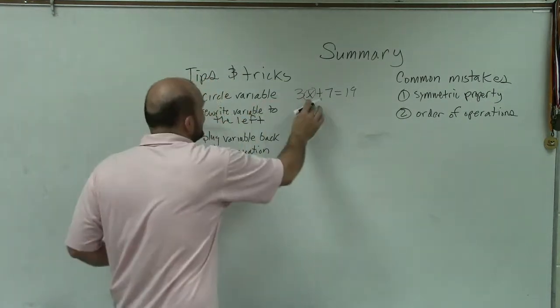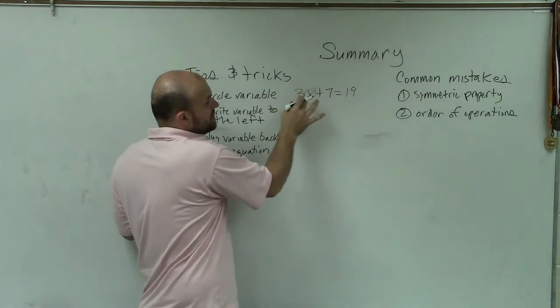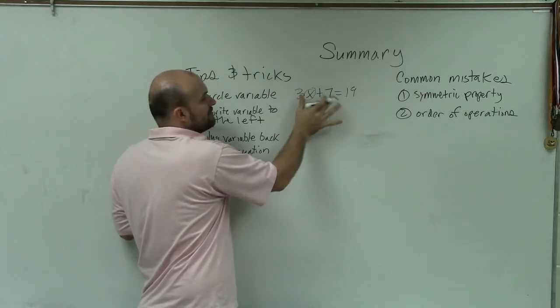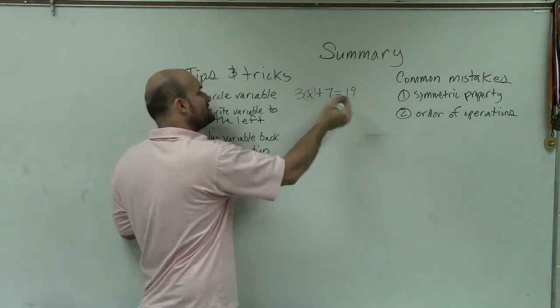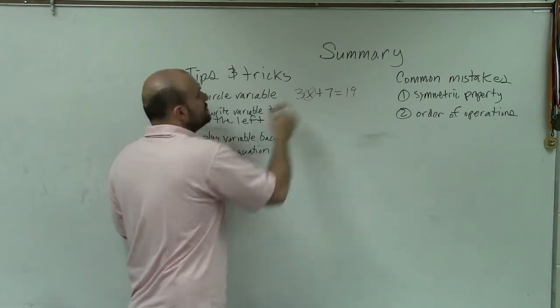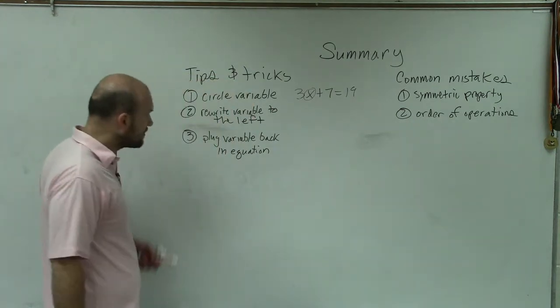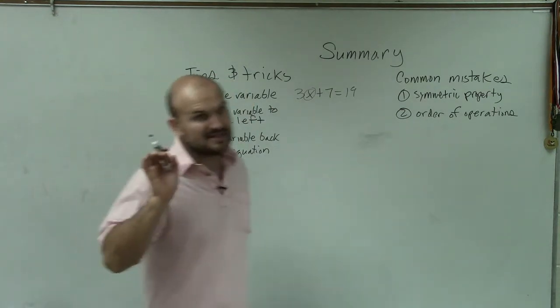I'm kind of pinning this to the paper or to the board and saying, I'm not going to move this, but what do I need to do to get rid of the 3 and the 7? Well, the 7's being added, so I undo the 7 on both sides. 3 is multiplying by x, so I'm going to undo the multiplying by dividing by 3 on both sides. Rewrite the variable to the left, and this is a big one.